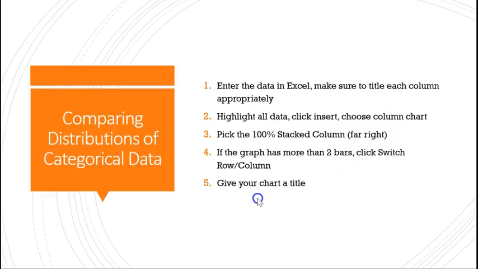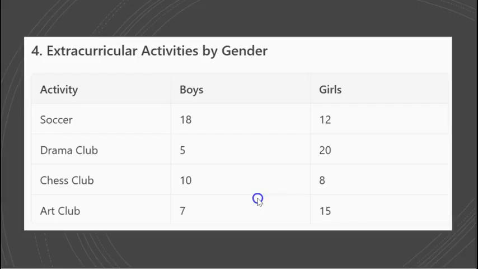Then we can also compare distributions of categorical data. Okay, so this is, remember, our non-numeric data. Here are the steps on how to make what's called a segmented bar graph, all right, where we put the two things together. So here's the data we're going to use as an example. We have how many people participate in each activity, and we split it apart by gender to try and see if there's a difference between boys and girls.